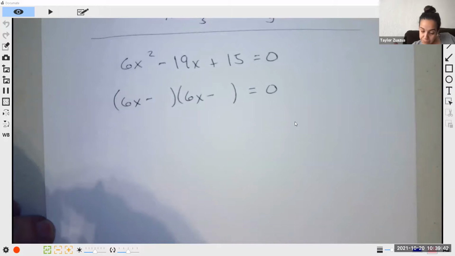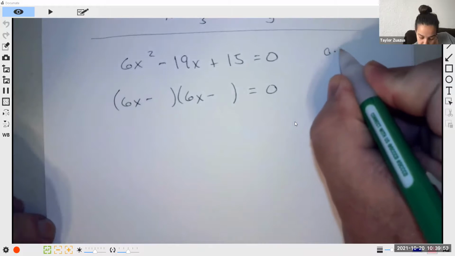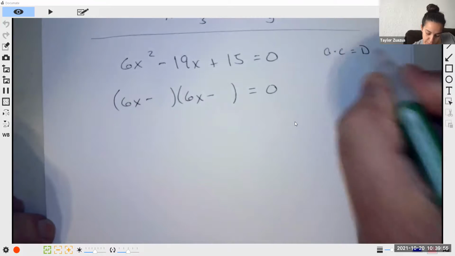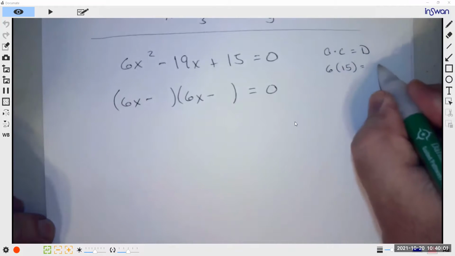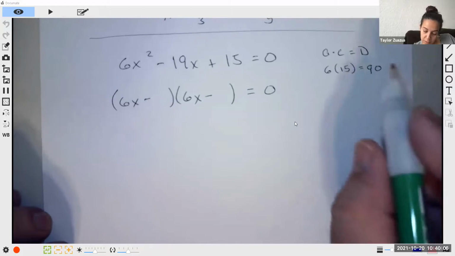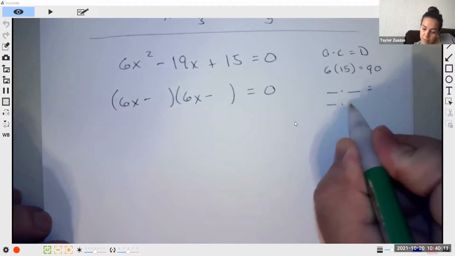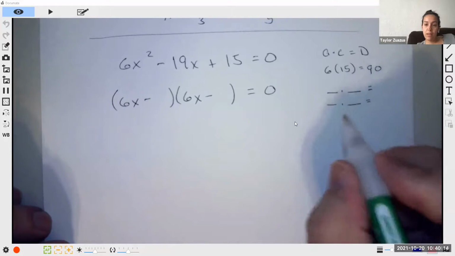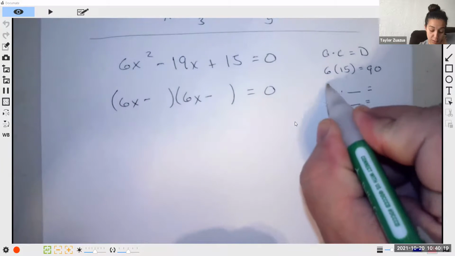Negative and negative. And then multiply A and C. A, B, C. So 15 times 6, 90. And then after we determine D, we have to determine all the pairs that are equal to D. So 1 times 90 equals 90.